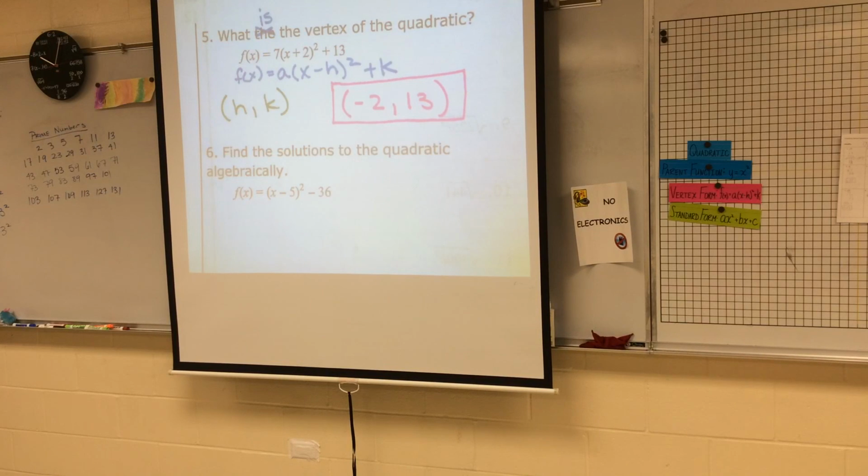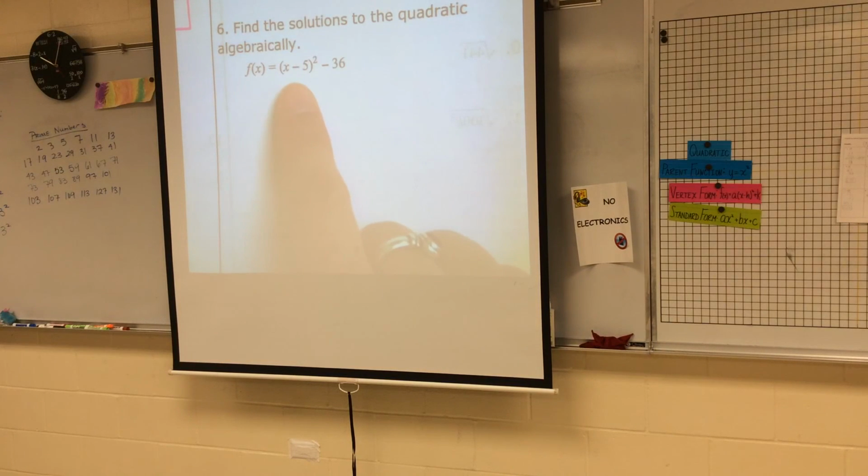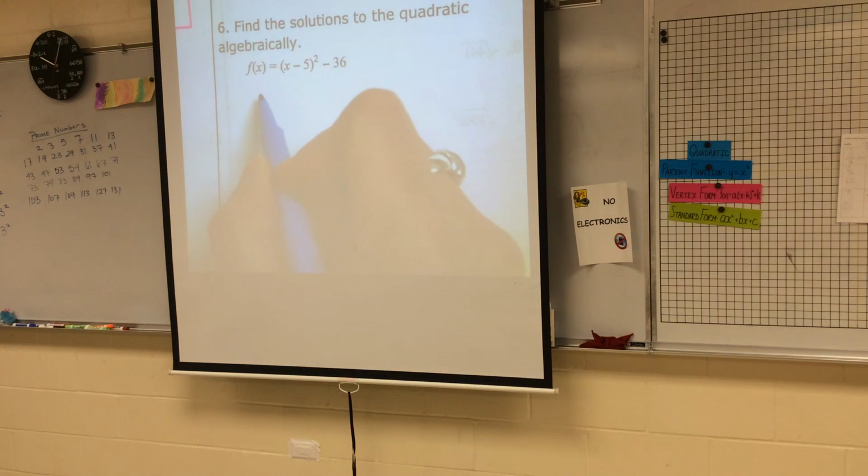Number 6. Number 6 says, find the solutions to the quadratic algebraically. So I have the problem f of x equals x minus 5 squared minus 36. So the first thing I want to do, if I want to find the solutions, I'm looking for the zeros, right? So I want to know what is x when f of x is 0. So I'm going to say 0 equals x minus 5 squared minus 36.